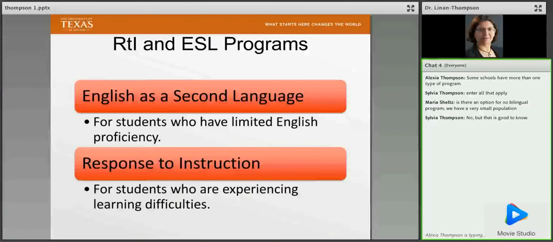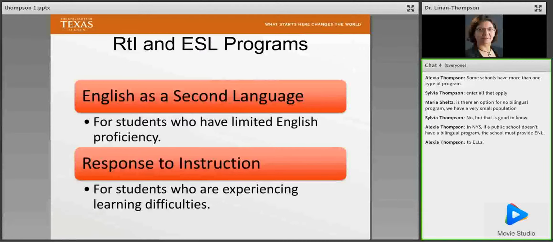Okay, so one of the things that I think it's important to note and be clear about is that RTI is not a substitution for ESL. Even when you're doing culturally responsive RTI, students still need to be served with English as a second language programs. And the main reason for that is that their purposes are different, and they serve different populations. So as you all know, English as a second language programs are for students who have limited English proficiency.